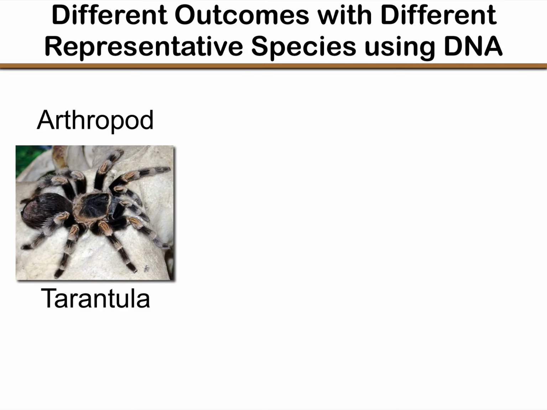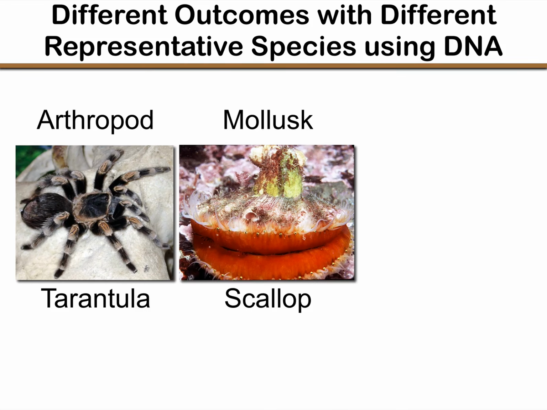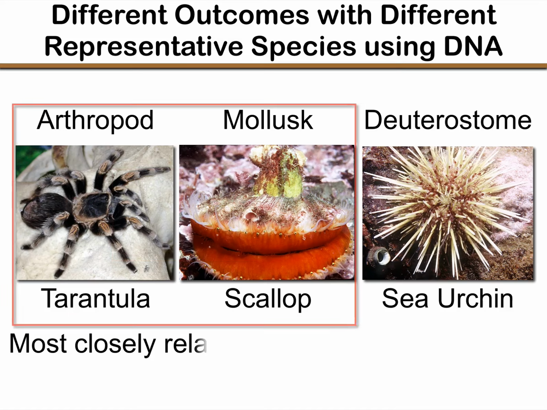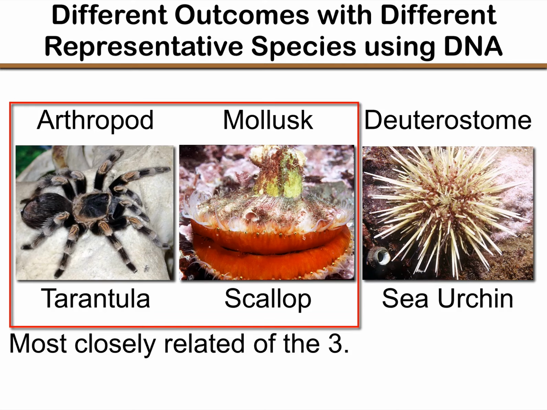Suppose you're looking at arthropods, and as your representative arthropod species, you're going to look at a tarantula. And you're looking at mollusks, and your representative species of the mollusk will be a scallop. And deuterostomes, your representative species there will be a sea urchin. Okay. If you used the DNA of those representative species, what you would find, based on those spelling errors, is that tarantulas and scallops, in other words, arthropods and mollusks, are more closely related to one another than either of them is to the deuterostomes.